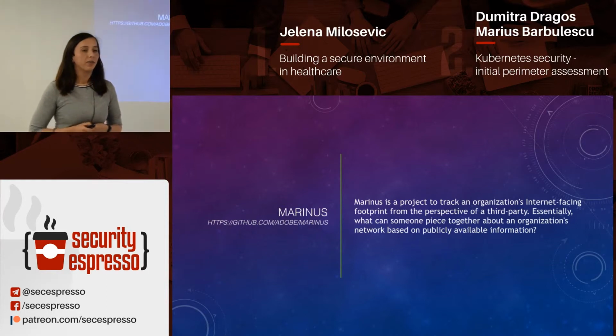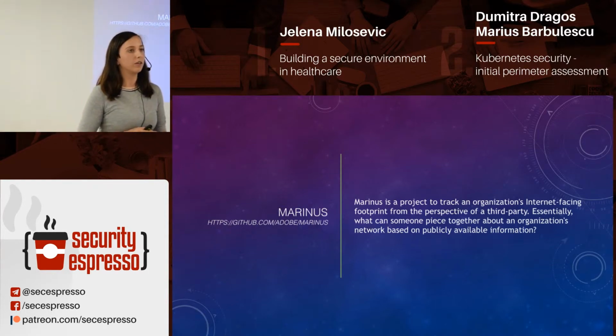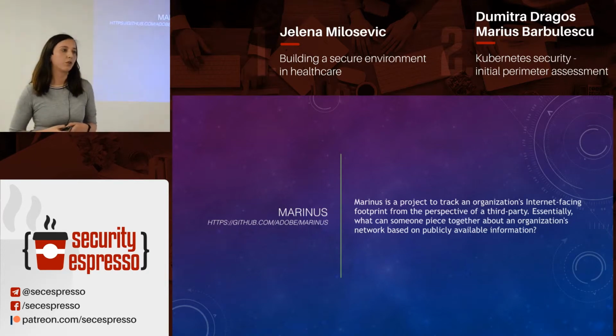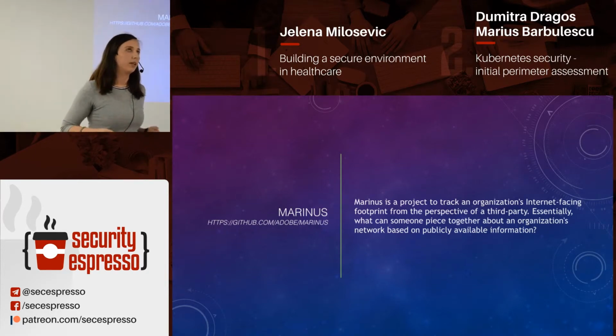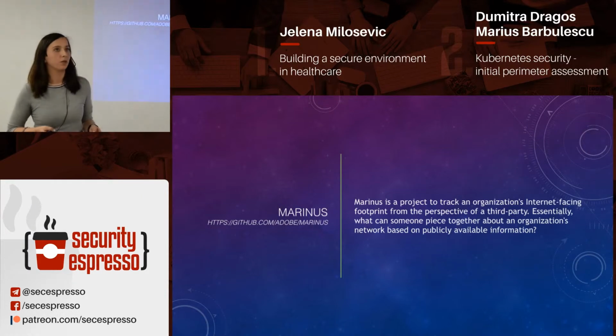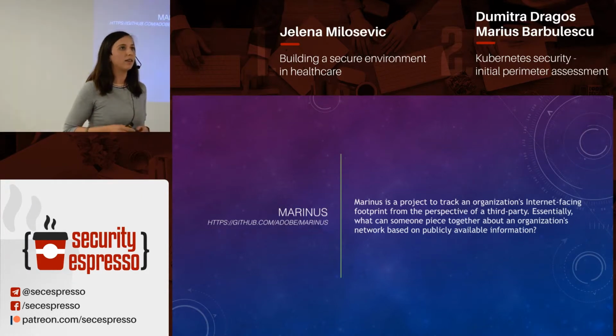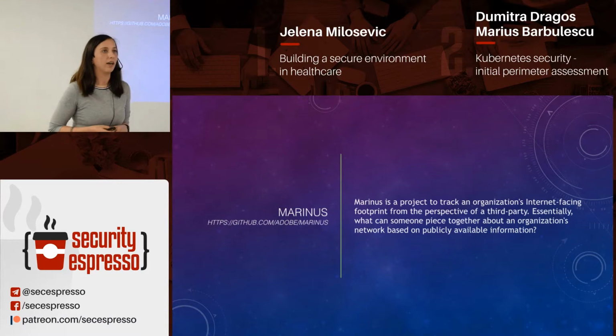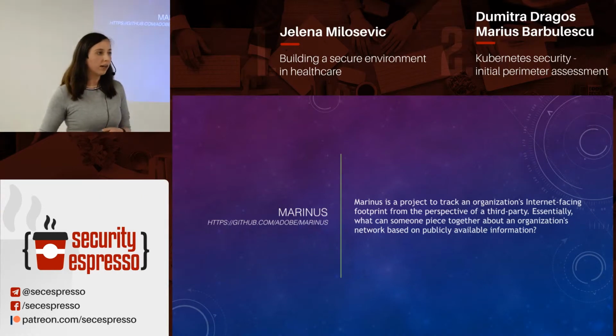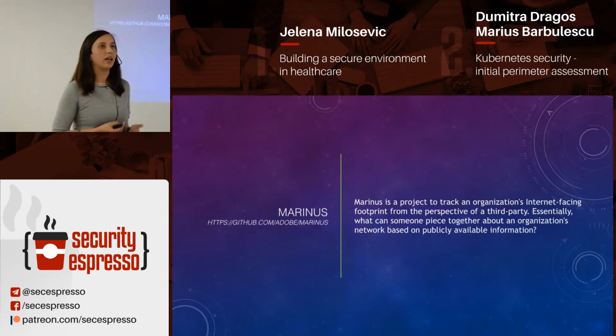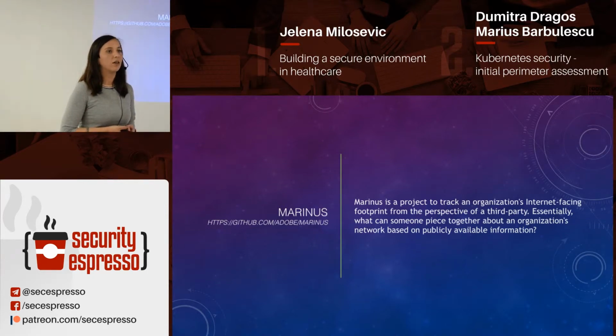It's called Marius. What Marius does is you give it a root domain, and it will search for all the open information it can find, make DNS queries, and save everything nicely in a database that you can use at a later time. It's a project to track an organization's internet-facing footprint from the perspective of a third party, of an attacker. So you can basically find out what IPs the attackers can find by making some DNS queries from your public DNSs or third-party DNSs.